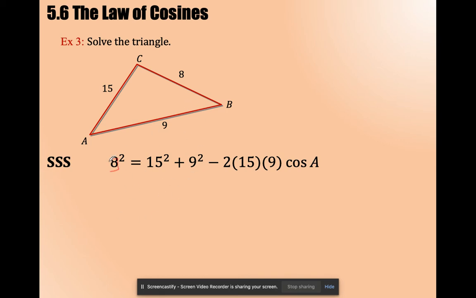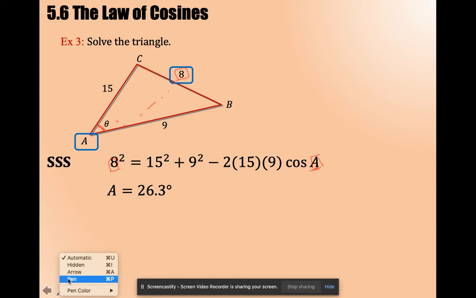But since I chose 8, that mandates then that angle A be on the end. If you had chosen 9, C would go on the cosine of C. If you had chosen 15, cosine B would be at the end. So notice this time, though, I am solving for cosine. And I got 26.3, right?